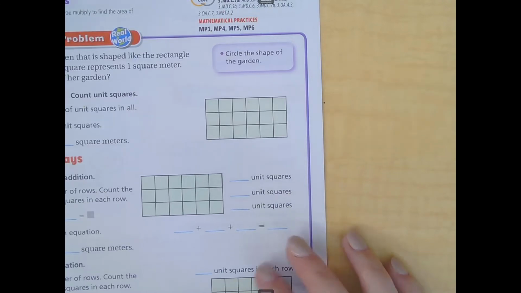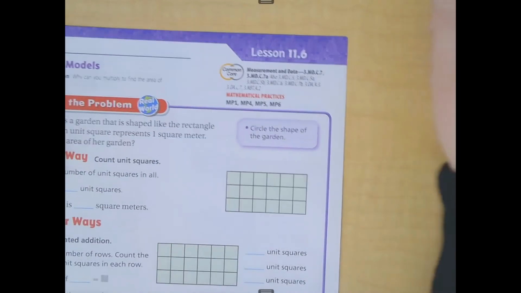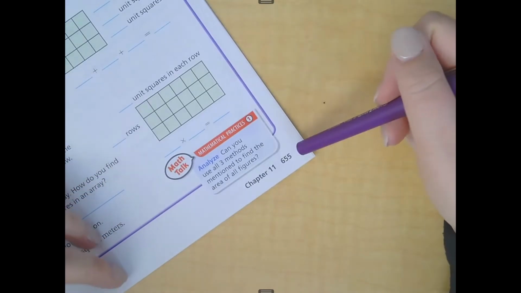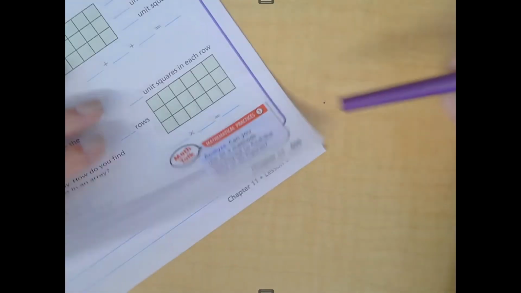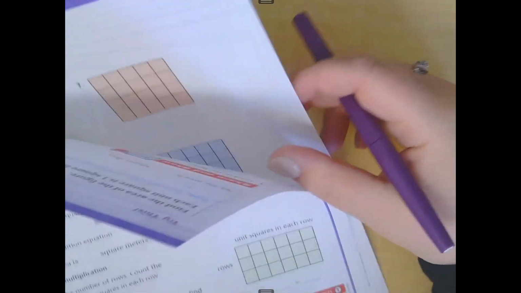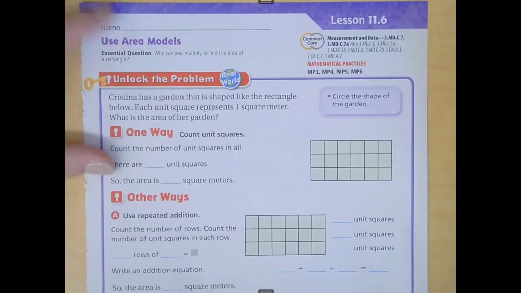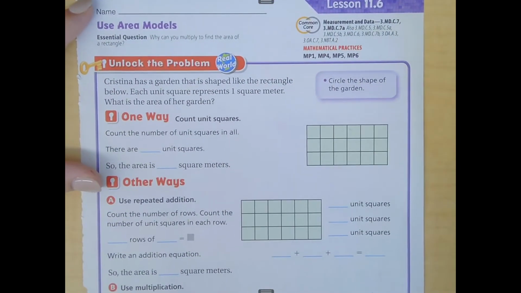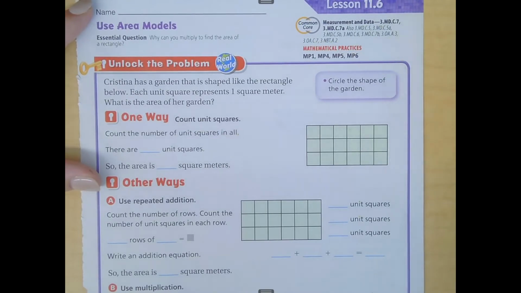Reading class. Today you are working on 11.6 out of your GoMath textbook. If you have not, please grab pages 655 and 657 out of your GoMath textbook and come back to the video. Today our lesson is on using area models. Essential question: why can you multiply to find the area of a rectangle?